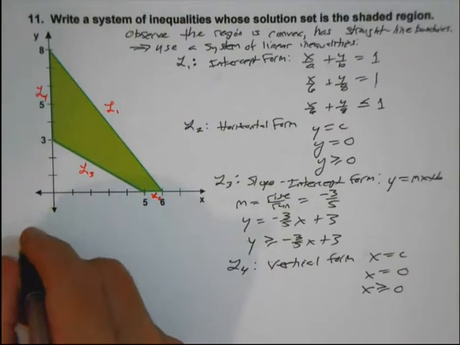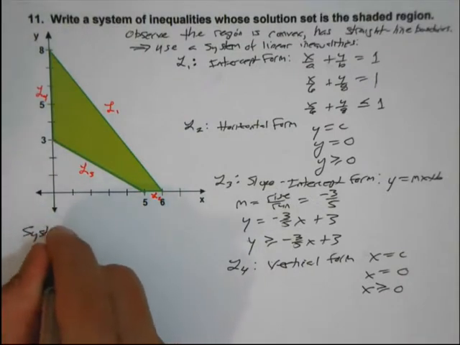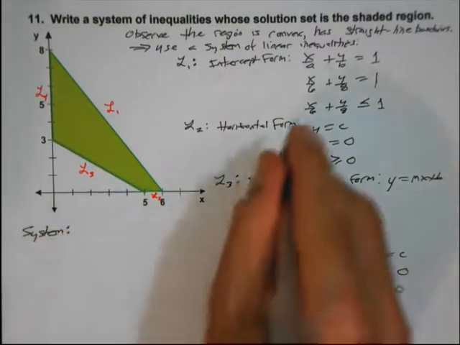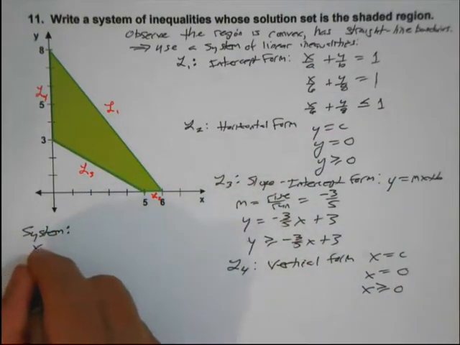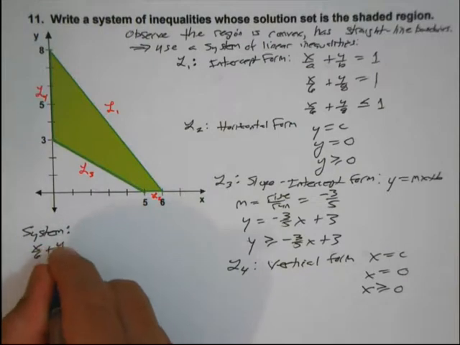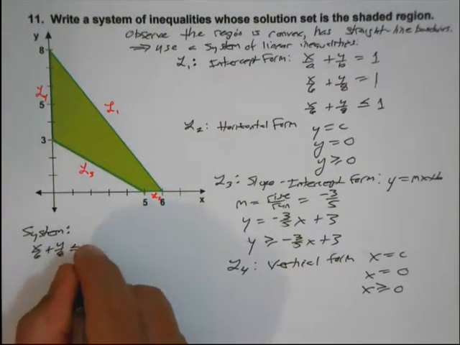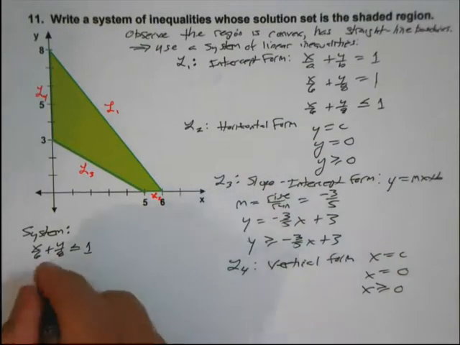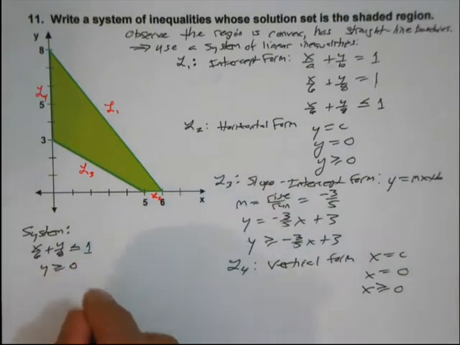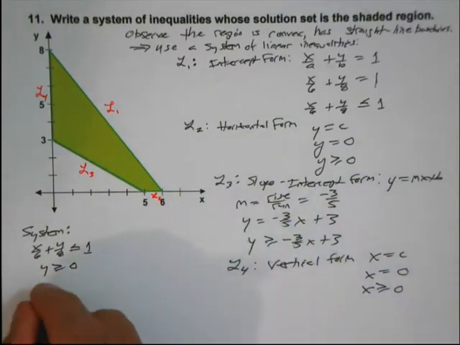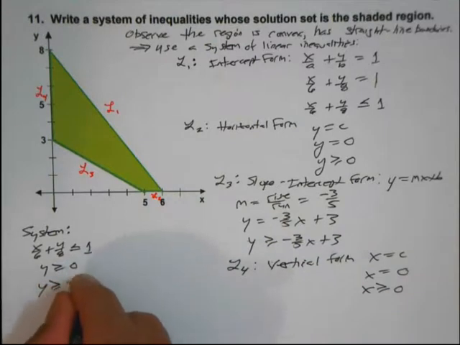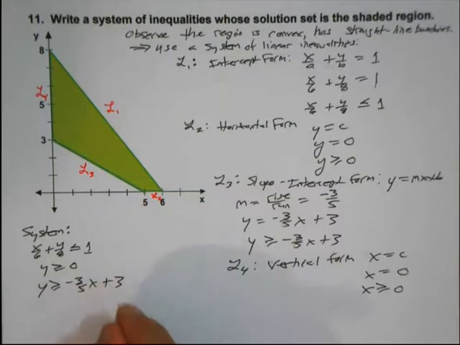Okay, let's summarize our answer here. The system: L1, x over 6 plus y over 8 less than or equal to 1. L2, y greater than or equal to 0. L3, y greater than or equal to negative 3/5 x plus 3. L4, x greater than or equal to 0.